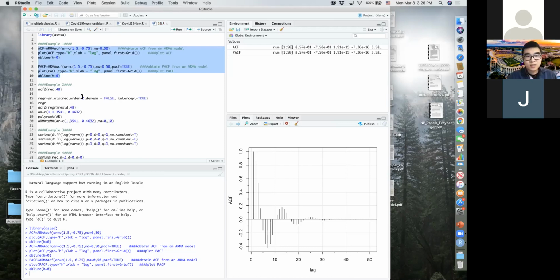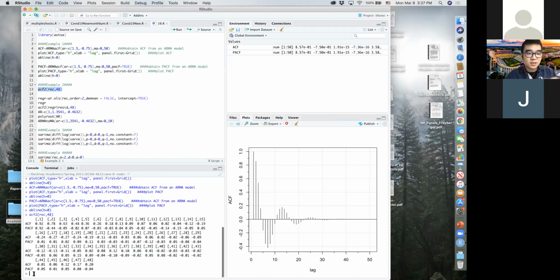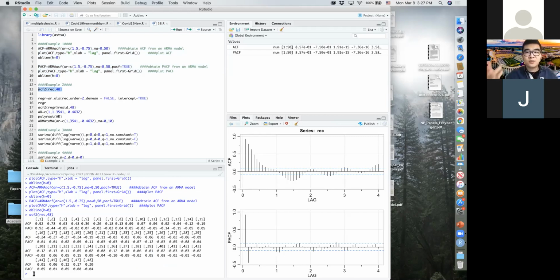If there are no questions, let's do a real data example. This is the data that we have seen a lot in previous classes, the recruitment data. We first plot the ACF and PACF of this recruitment data, with 48 lags. So let's check the ACF and PACF plots.